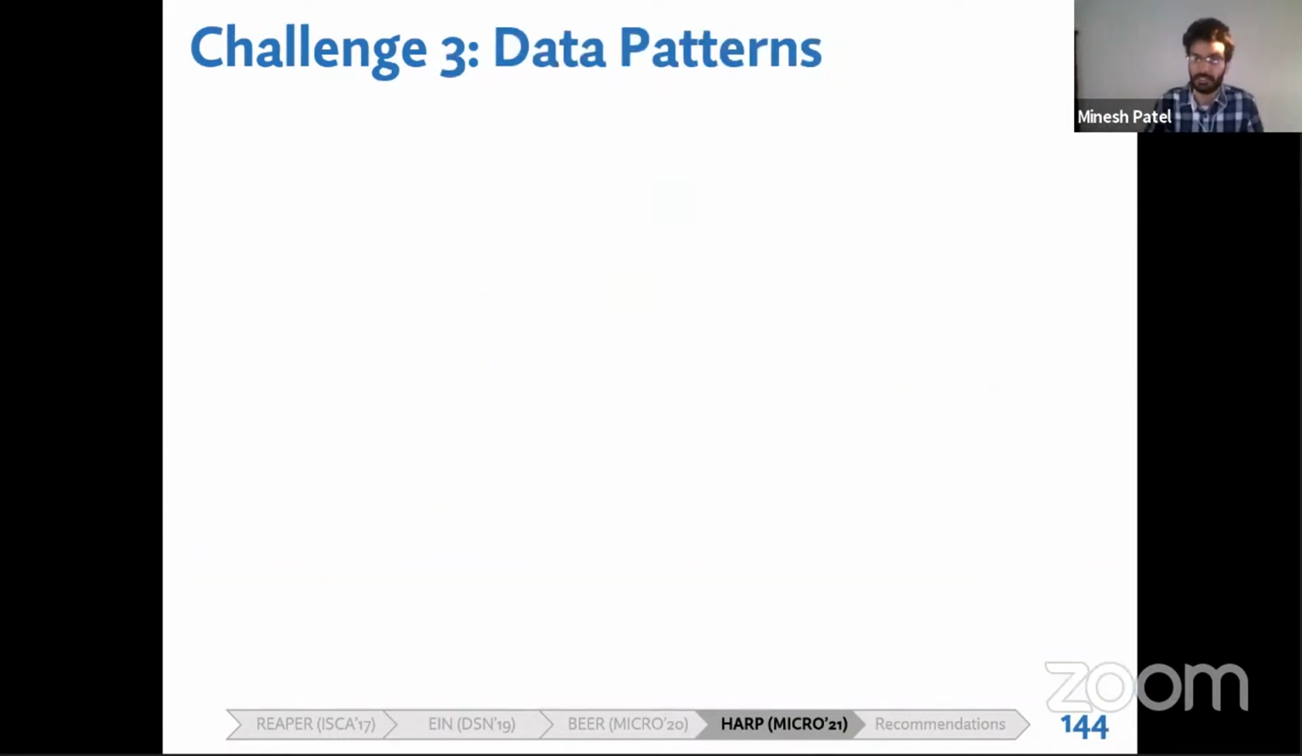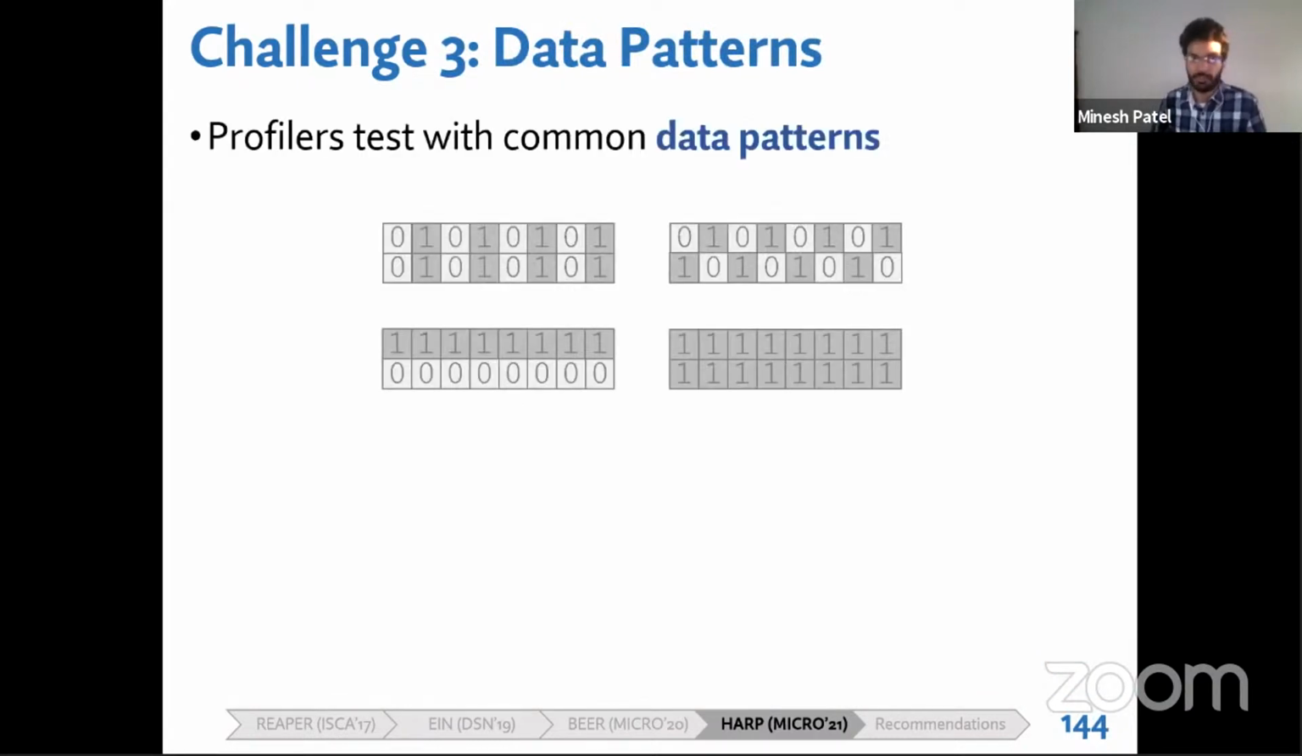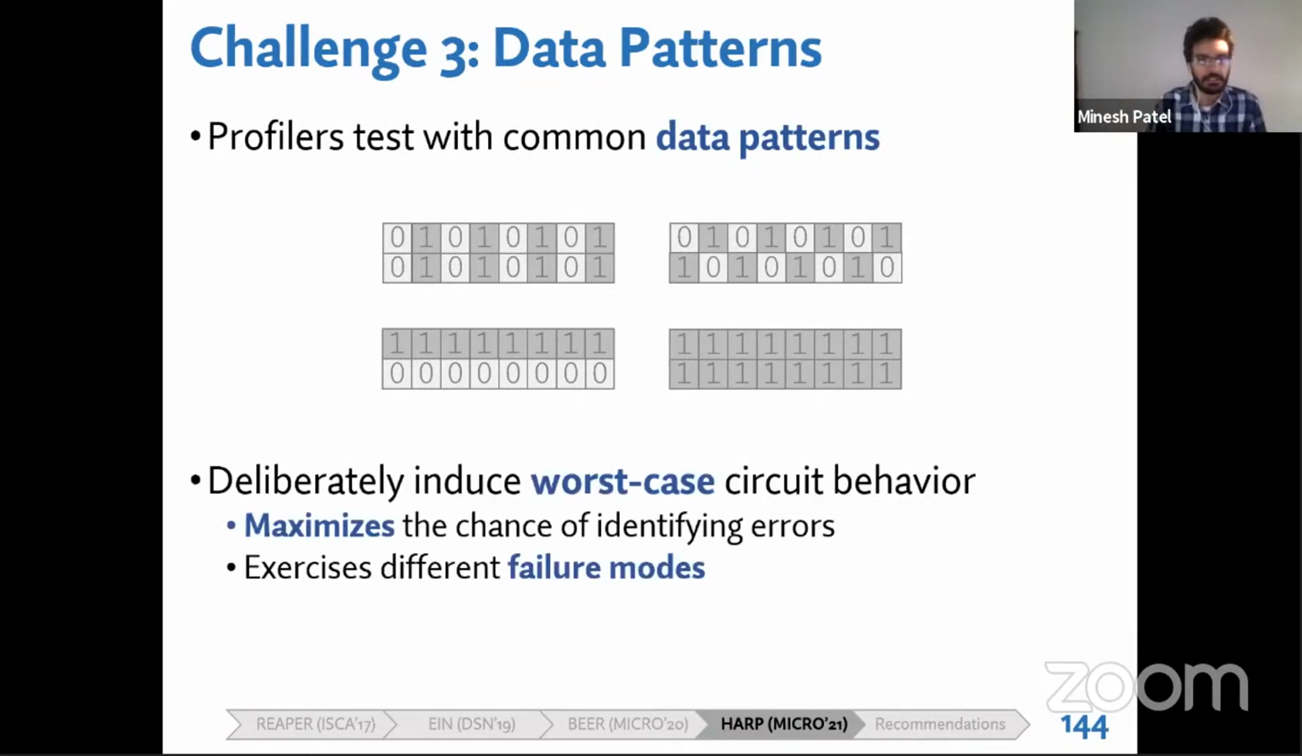The third challenge relates to memory data patterns. So profilers typically use a common set of data patterns, such as illustrated here, where different physical cells are programmed to meaningful values. So these patterns deliberately induce worst-case circuit behavior in order to maximize the chance of identifying errors. And so the goal here is to accelerate the process of profiling and exercise different failure modes that can lead to errors and so forth.